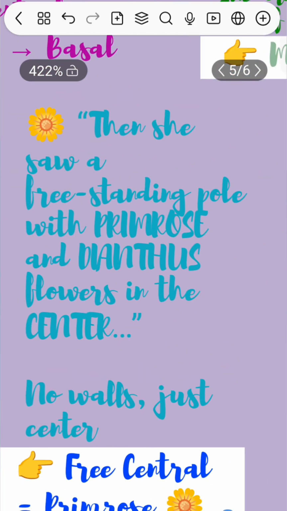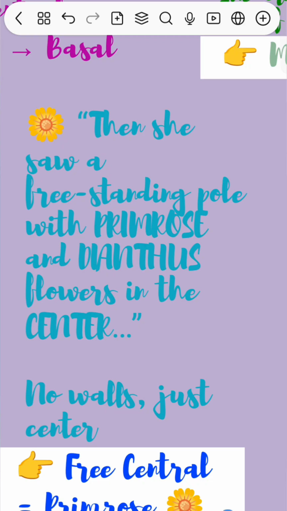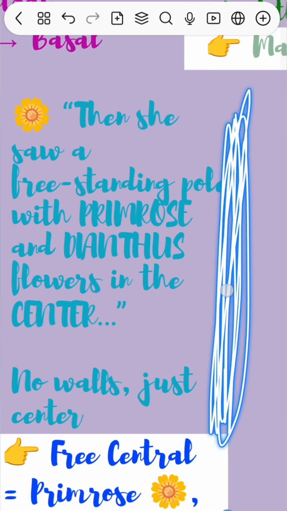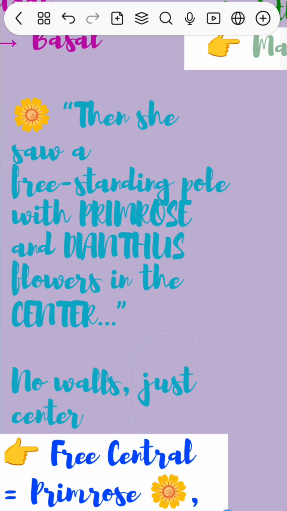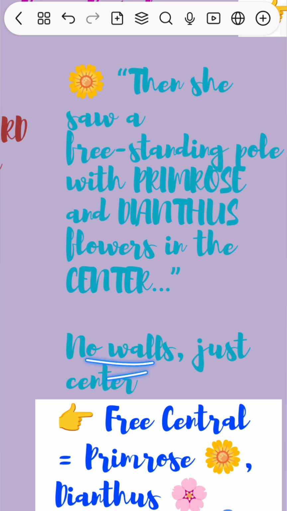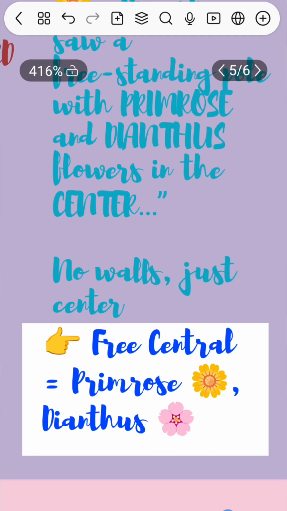Then she saw a freestanding pole, like a lighting pole, with crimson rose and dianthus flowers in the center. In the pole's center, these flowers are present. There is no wall in between, so this is like a free space. There is no wall, just a center. So for free central, the examples are crimson rose and dianthus.